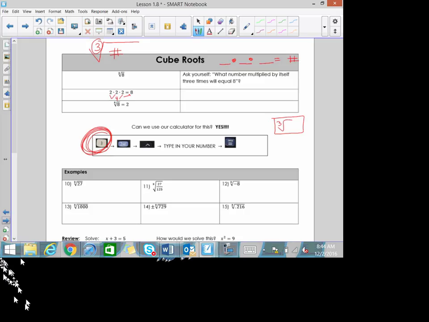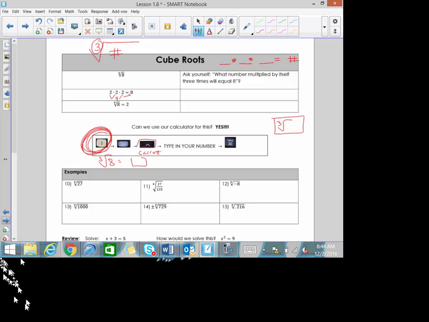So the first thing you're going to do is you're going to hit 3, then you're going to hit second, and then you're not going to hit that X square, but now you're going to hit caret. This button is called caret, C-A-R-E-T, like a vegetable. It's your caret. And then you type in your number and hit enter. So let's try this right now. Let's take the last problem. Let's take the third root of 8, and let's put that in our calculator.